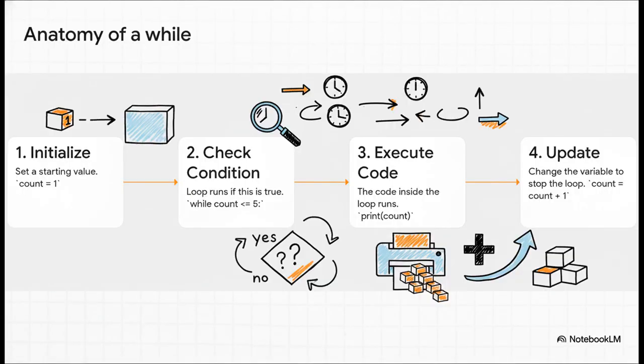Okay, let's break this down piece by piece. First, step 1, we initialize a variable. We'll call it count, and we set it to 1. Easy enough. Then the loop starts its check. Hey, is count less than or equal to 5? Well, right now it's 1, so yes. So it runs the code inside and prints the number 1. And now, this brings us to the most critical step of all. We have to update the variable. We add 1 to count, so now count is 2, and the whole process starts all over again.